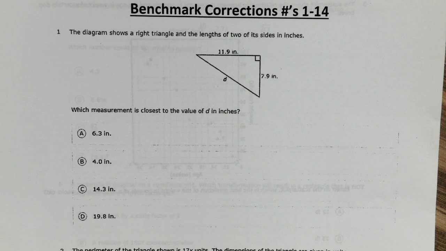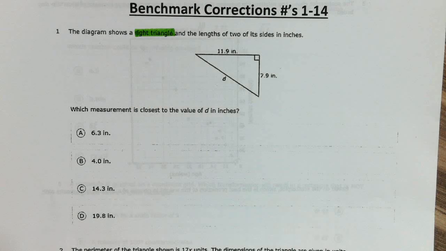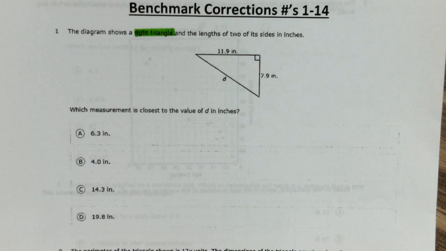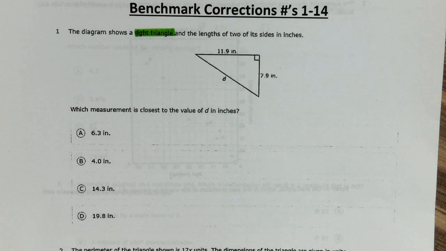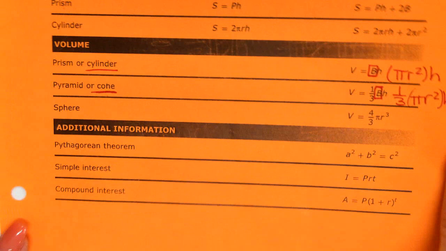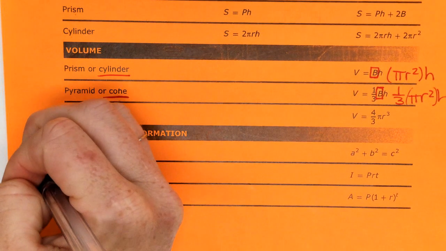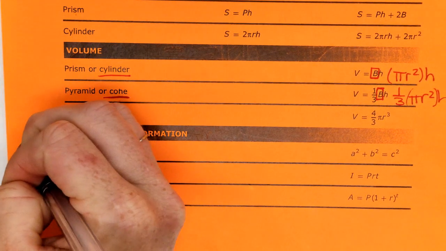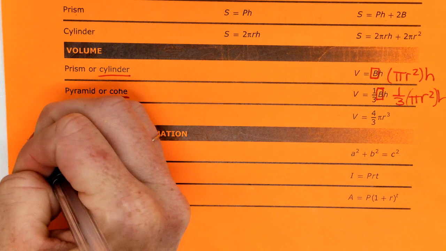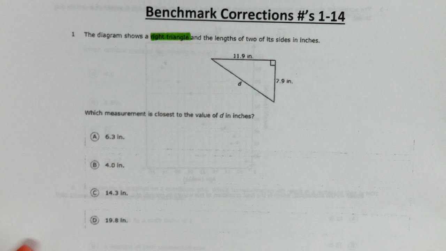What was the clue word you saw right away? Right triangle. And the lengths of its two sides in inches. Which measurement is closest to the value of D in inches? Well, right triangle, right here on your star chart, you drew a right triangle right here, and you labeled the side across from the right angle as C. So you know you're going to use Pythagorean theorem.